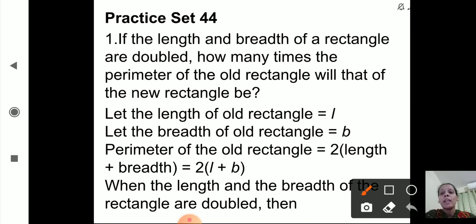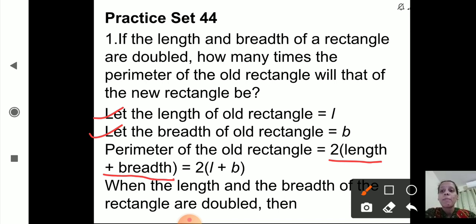So let the length of the old rectangle be L, and the breadth of the old rectangle be B. Now we will find the perimeter of the old rectangle. What is the formula for the perimeter of a rectangle? That is 2 into length plus 2 into breadth, or we can write it as 2 outside the bracket, and inside the bracket, length plus breadth.